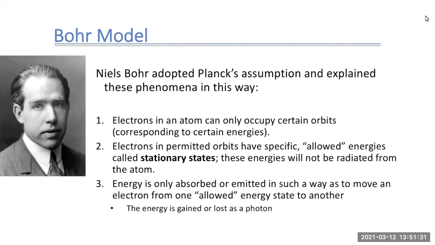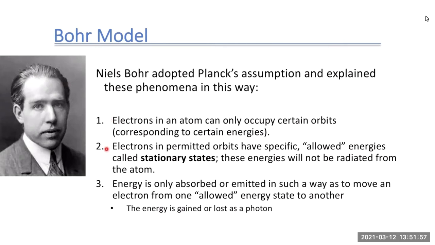What Niels Bohr was able to explain was that the electrons in an atom can only occupy certain orbitals, so they can only be of certain energies. Just like how Planck said that energy can only be certain energies, Niels Bohr said the electrons can only occupy certain orbitals.